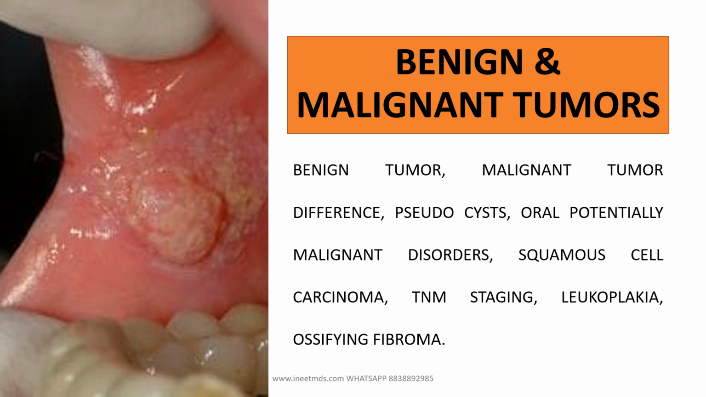So from benign and malignant tumors you have to know the names of almost all the important benign tumors and the malignant tumors. The basic difference between a benign and malignant tumor, there will be a table or some classification. You have to read the well capsulated, not capsulated and so on. So the table you should completely read. Then what is a pseudocyst?